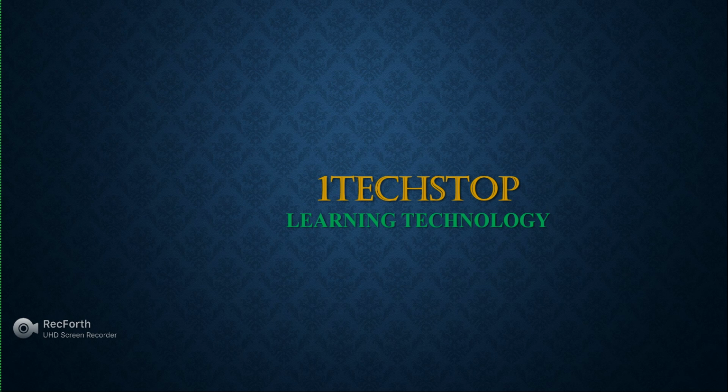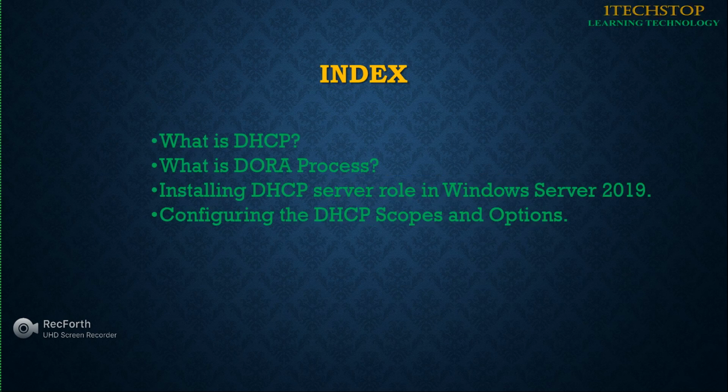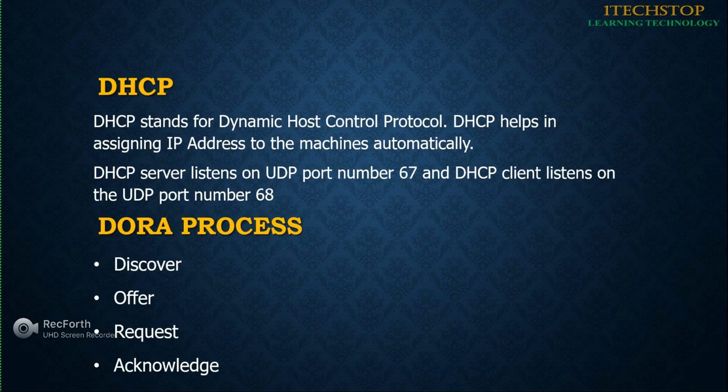Before that, we will try to understand what DHCP is, what options are available, and how DHCP actually works. So today we will see what DHCP is, what the DORA process is, installing the DHCP server role in Windows Server 2019, and configuring the DHCP scopes and options. DHCP basically stands for Dynamic Host Configuration Protocol. This DHCP helps in assigning IP addresses to machines automatically. Any machine that joins the network, DHCP is responsible for providing the IP address from its pool.